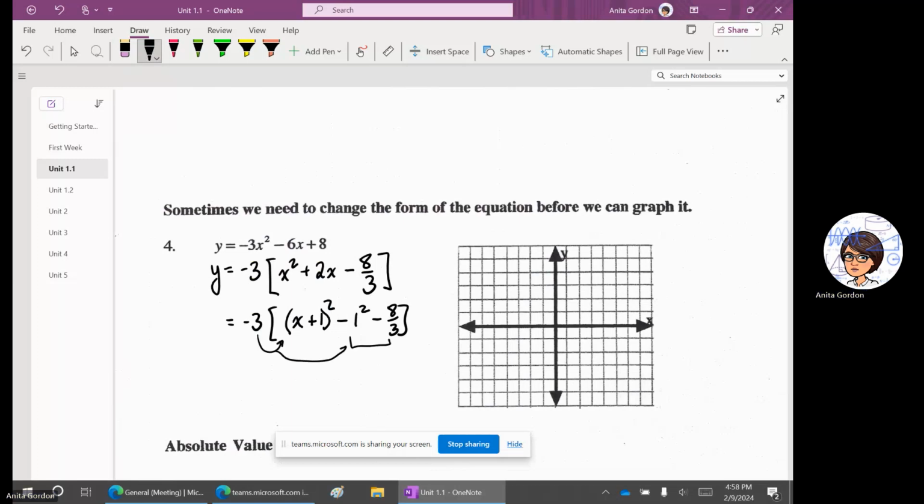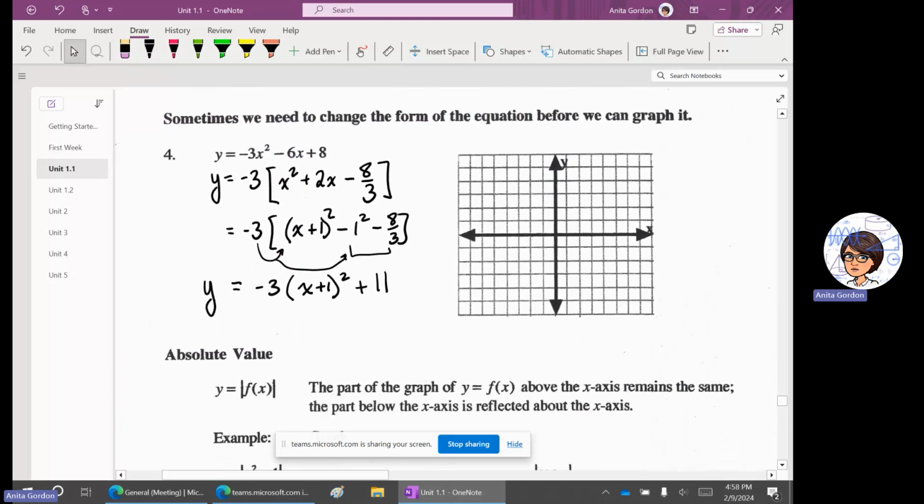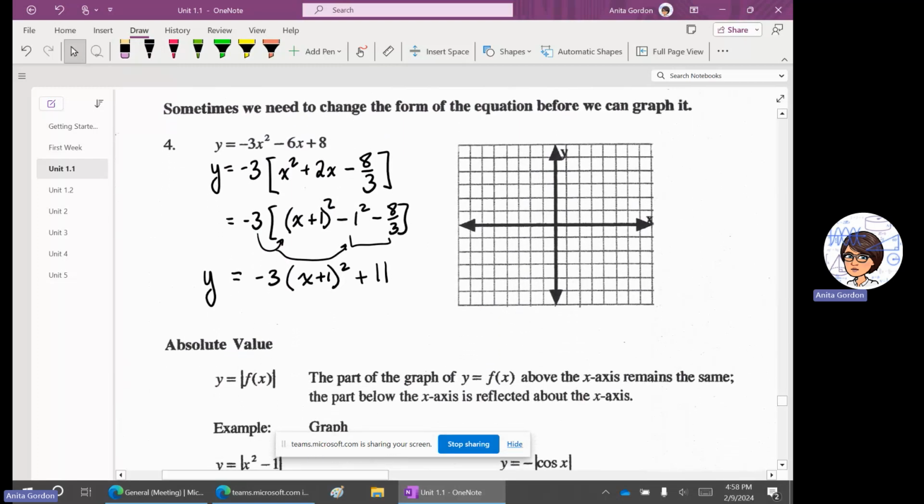I'm going to distribute the 3 here. So this is going to be negative 3 x plus 1 all squared. Negative 3 times negative 1 is going to be positive 3. Negative 3 times negative 8 over 3 is going to be positive 8. So 3 plus 8 is going to give me 11. So you can see why we focus on vertex form. Look at how beautiful that looks.